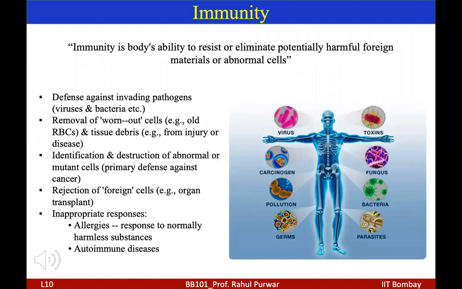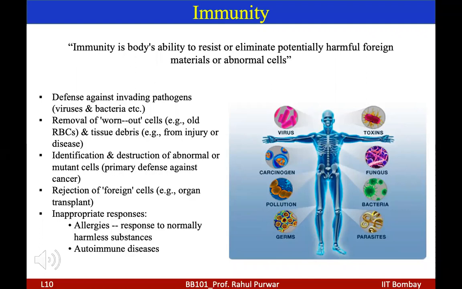So basically the immune system is the defense against invading pathogens like viruses and bacteria. It also removes worn out cells. For example, in our blood, the red blood cells have hemoglobin that carries oxygen. These RBCs get old, so the immune system removes the worn out cells, and we get generation of more healthy red blood cells. Similarly, tissue debris. After injury, our tissues get damaged, so the damaged tissue should be removed from our body because new tissue will be regenerated. And that work is done by the immune system.